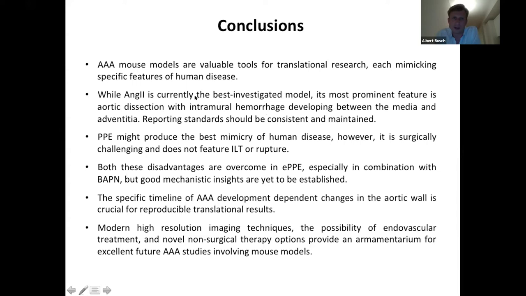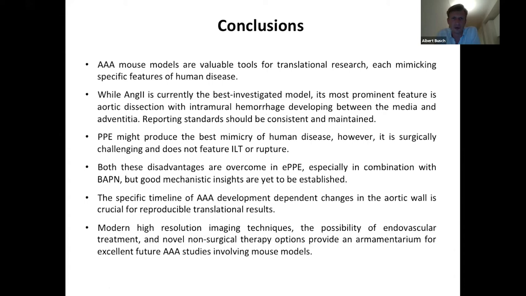So we know that in the angiotensin model, there are actually four different types of aneurysms, four different ways that the aneurysm develops, which is currently not reflected in any of the studies we're seeing or reading, basically. So I think this is something that really needs to be considered a bit more.